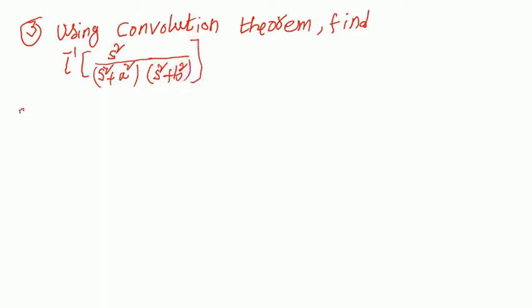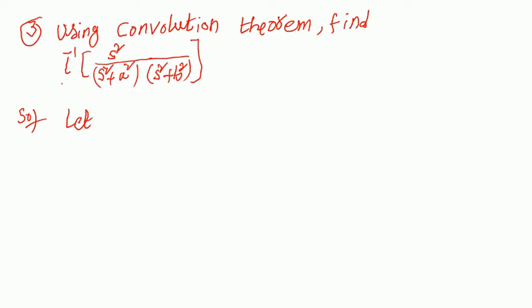Right, now we have to find the L inverse of s square by s square plus a square into s square plus b square by using a convolution theorem, right? So to apply the convolution theorem, first we have to choose f bar of s value and g bar of s value. Here, in the numerator, s square is there. I can write s square as s into s, and in the denominator we have the two parts, right?